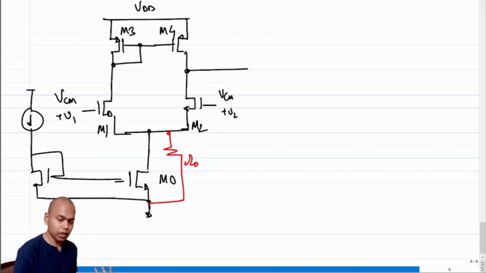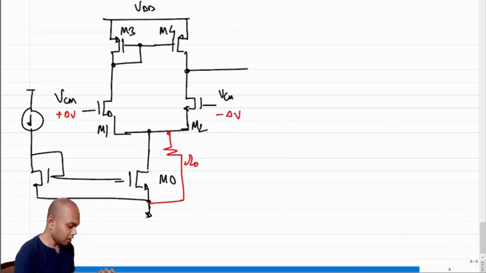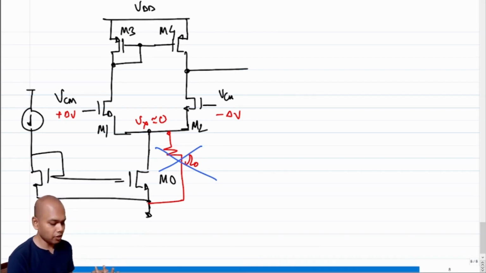Why am I saying common mode? Why not differential? Because if you consider differential modes, so if this is plus delta V, this is minus delta V, then the total voltage swing at this node Vx is 0, right? If the total voltage swing is 0, then essentially the existence of this external resistance, existence of this RDS, this parasitic resistance of M0 is irrelevant because no current is flowing through R0, right?